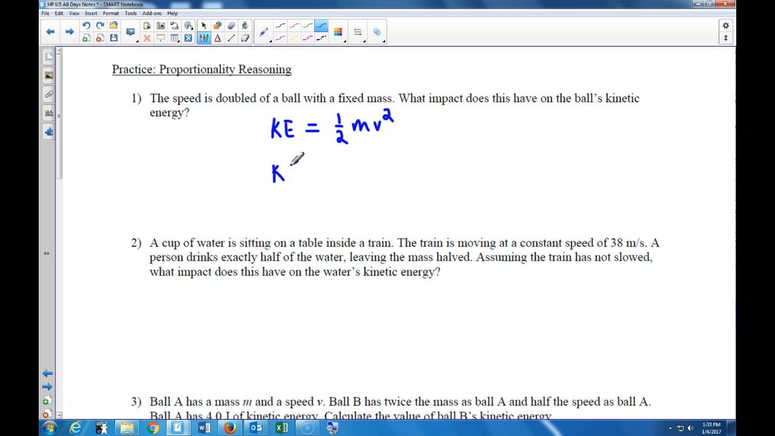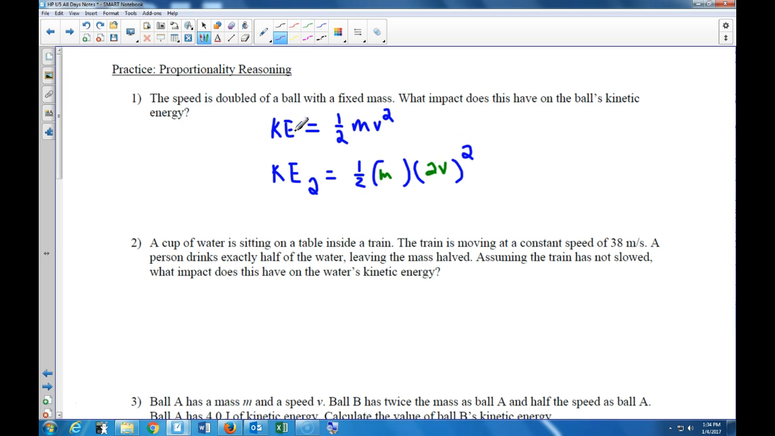And now they're saying the ball has some new kinetic energy based on new values of mass and speed. So what are those new values of mass and speed? And remember, we square the new speed value. Well, they said the mass is fixed, it's the same. And they said the speed has been doubled, so it's twice the original value of speed. So if this Ke represents the original kinetic energy, m is the original mass, v is the original speed.